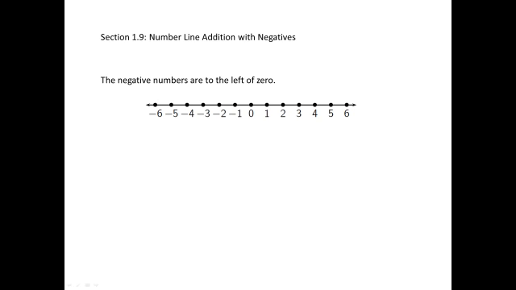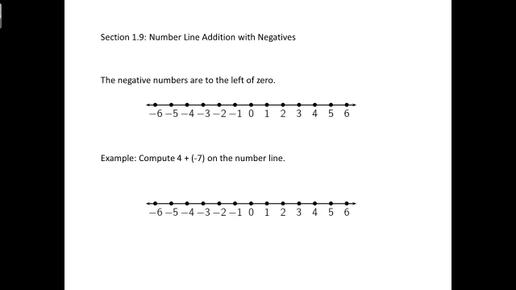Section 1.9, number line addition with negatives. The negative numbers are the numbers to the left of 0. Notice that moving away from 0, they follow the same order as with the positive numbers. So going from 0 to the right: 0, 1, 2, 3, 4. Going from 0 to the left: 0, negative 1, negative 2, negative 3, negative 4, and so on.